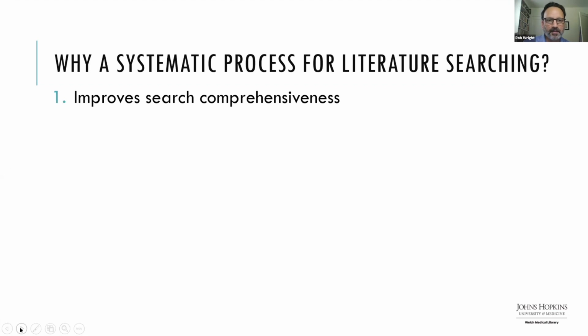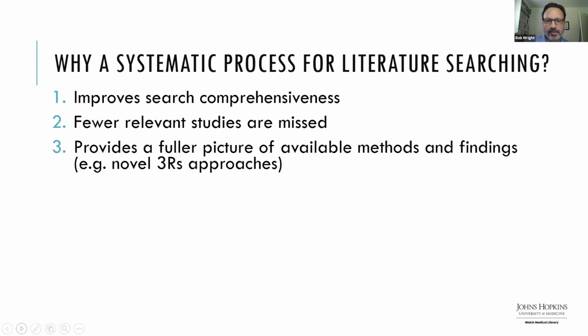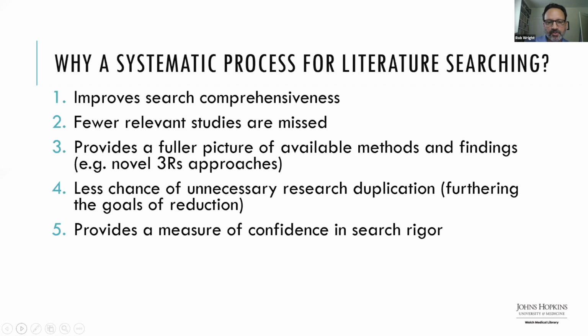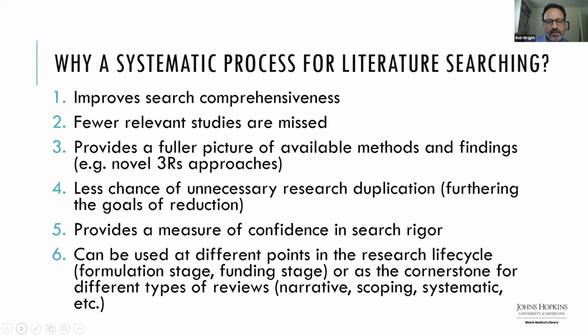For one, it improves search comprehensiveness. And as a consequence, fewer relevant studies are missed. It provides a fuller picture of available methods and findings, for instance, novel 3Rs approaches. There's less of a chance for unnecessary research duplication, furthering the goals of reduction. It provides a measure of confidence in search rigor, and can be used at different points in the research life cycle.